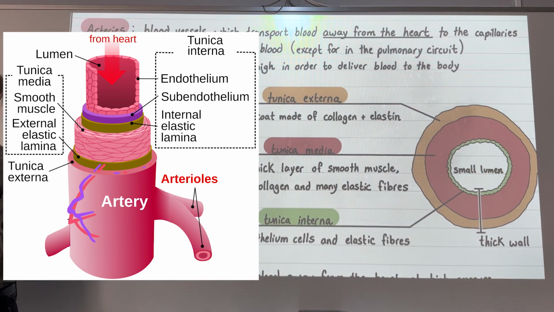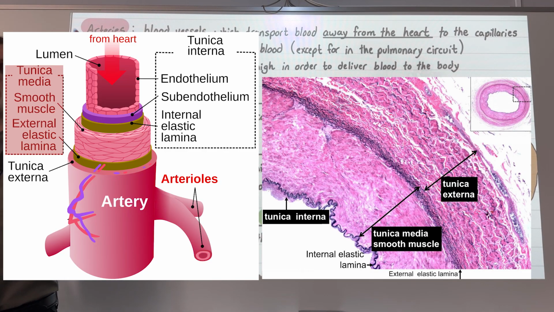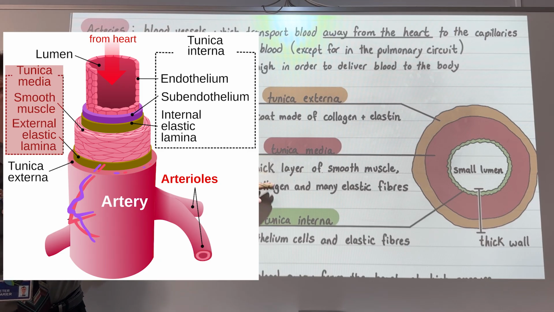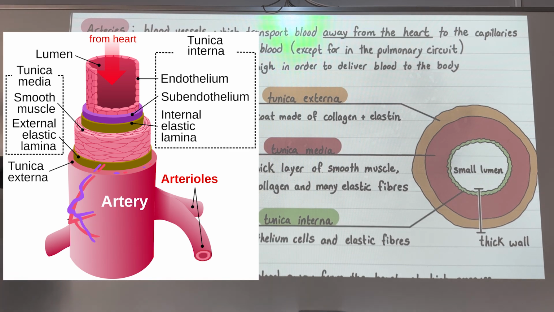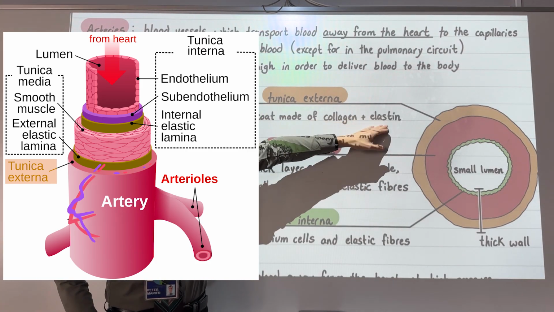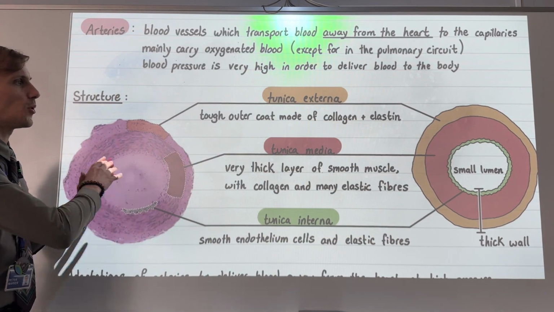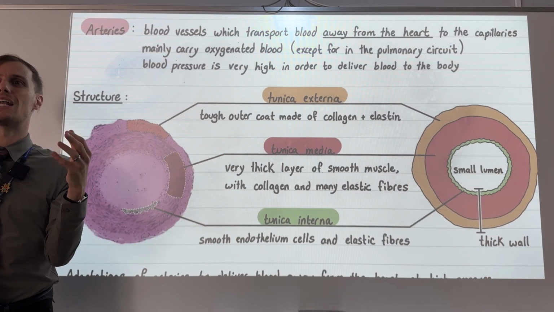Now the name here is also fairly intuitive. The tunica media, media for middle. This is very thick layer of smooth muscles, and it also contains collagen and elastic fibers. And the final outermost layer is called the tunica externa. And this outer coat here is made up of collagen and elastin. So now that we know what this is composed of, let's now go into the adaptations.